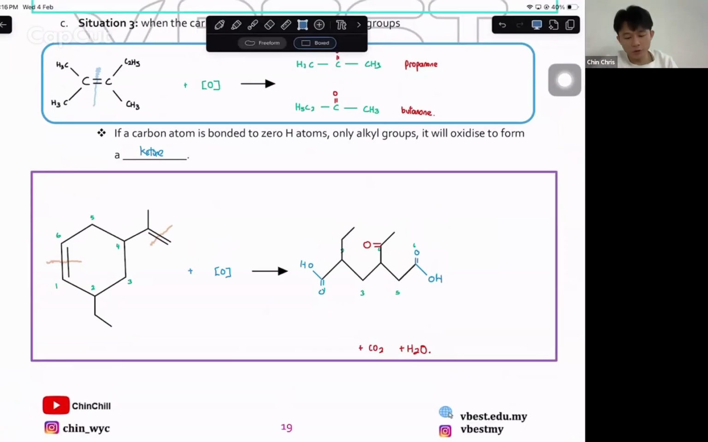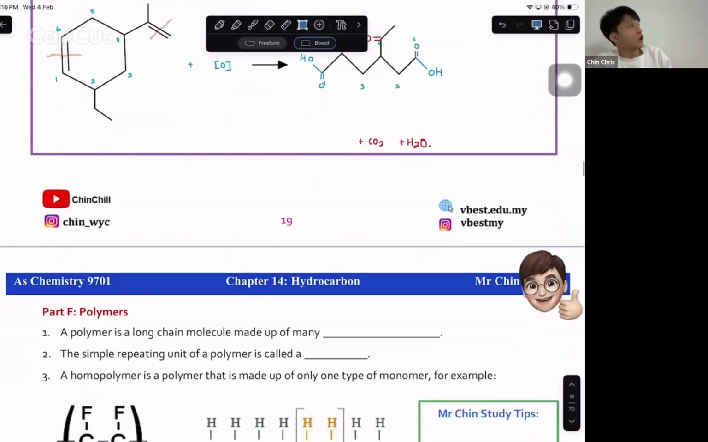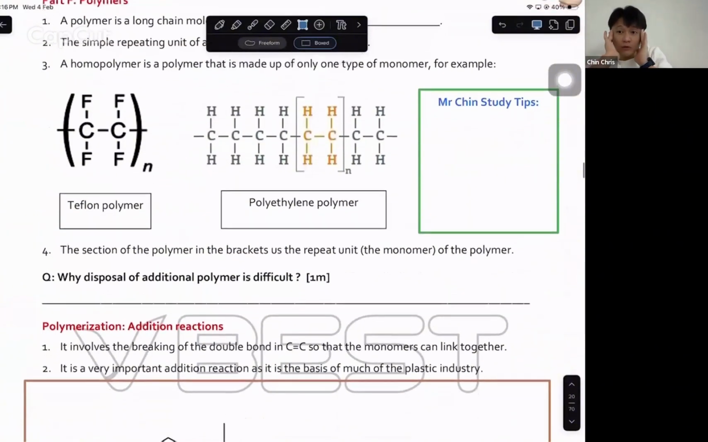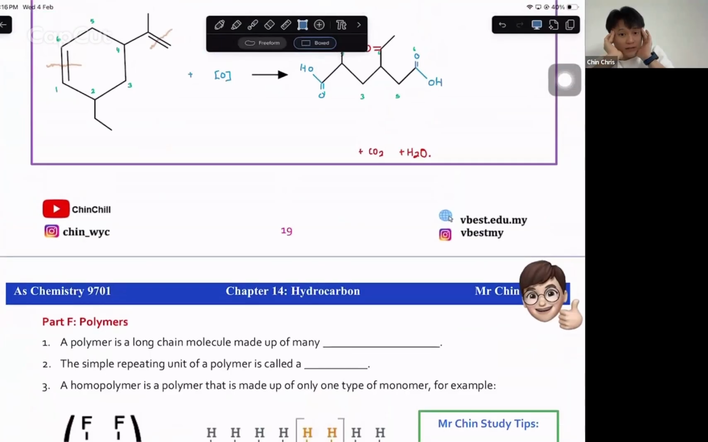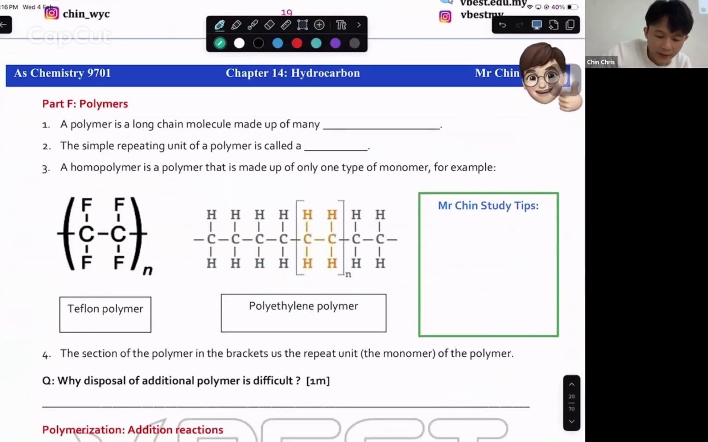All right, guys. Now, finally, we are moving on to polymerization. Let me tell you, alkene is the toughest chapter, really the toughest. Once we get alkene done, the remaining chapters are way, way, way easier. Like super easy already. Let's look at addition polymer for alkene.